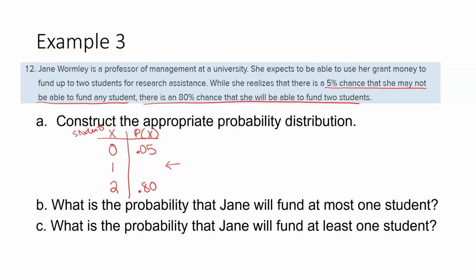We can actually figure this out. We know that they have to add up to 1. So this is going to be 1 minus 0.05 plus 0.8. And so this value here has to be 0.15. So this is the probability distribution.